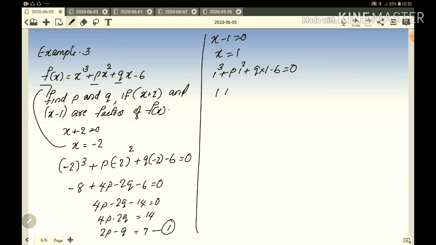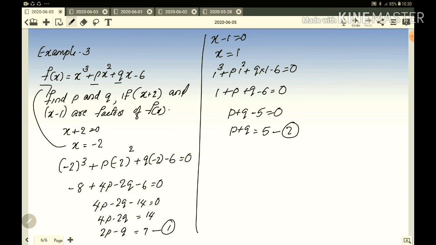That is 1 plus p plus q minus 6 is equal to 0. That is p plus q, 1 minus 6 is minus 5, is equal to 0. That is p plus q is equal to 5. See, I got the second equation. Now I am almost close to the answer. We are looking for p and q. We got two equations in p and q because two factors are given. It's clear.